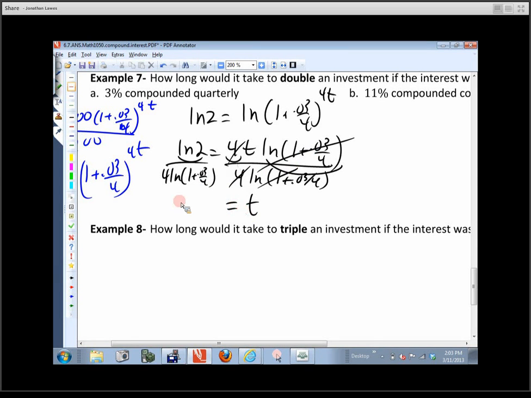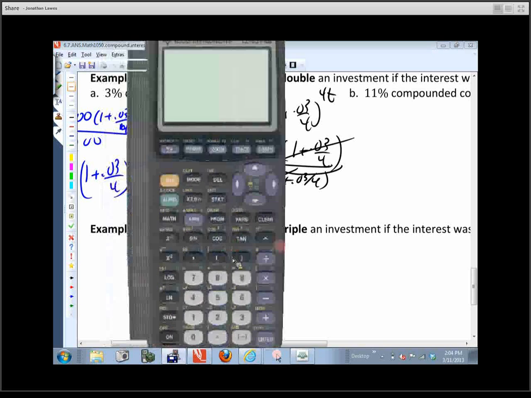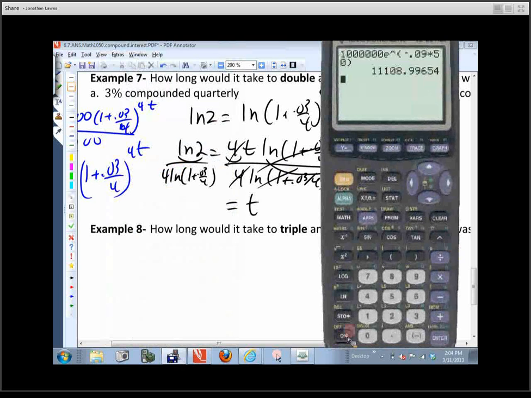This is the exact answer, but we want some estimate for the time. So let's type into our calculator ln of 2, and then we're going to divide by that other stuff. Now, you do want to be a little bit careful. ln 2 divided by, what do I type in next? Parentheses, very good. There's more than one term or factor in the denominator, so I want to make sure I'm doing that right. That's going to be 4 ln, and then 1 plus 0.03 divided by 4. Any questions?